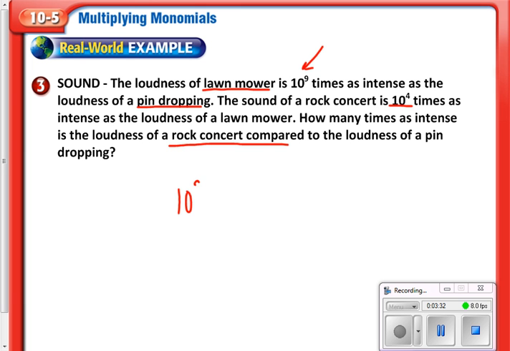So here's 10 to the 9th. That would be the lawnmower in comparison to the pin. Times 10 to the 4th. In comparison, the rock concert is 10 to the 4th times louder than the lawnmower. So when we multiply these out, they have the same base. When they have the same base and you're multiplying, you add exponents. So 9 plus 4. So we figure out that the rock concert is 10 to the 13th power louder than a pin drop.